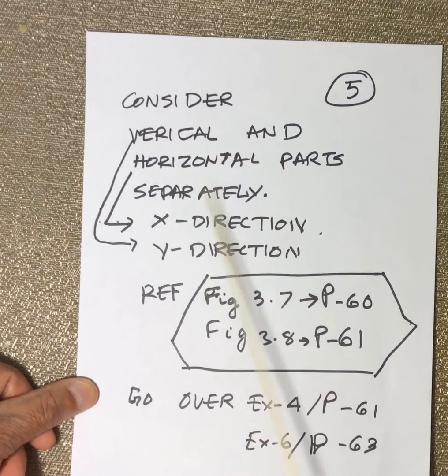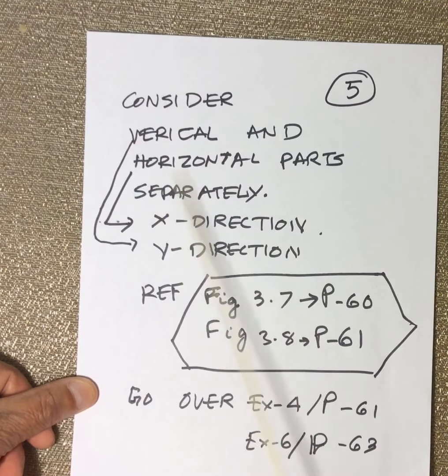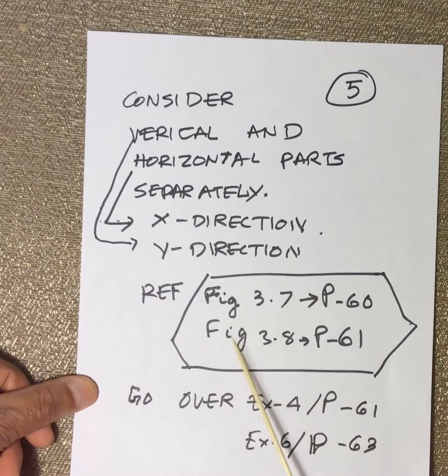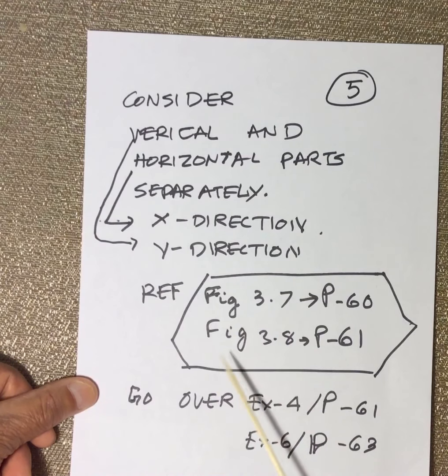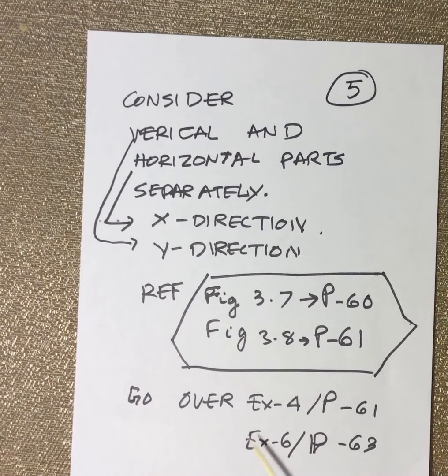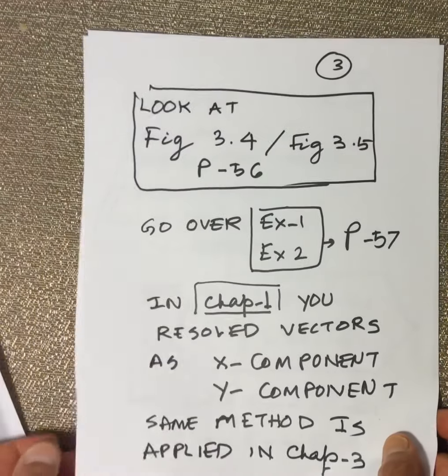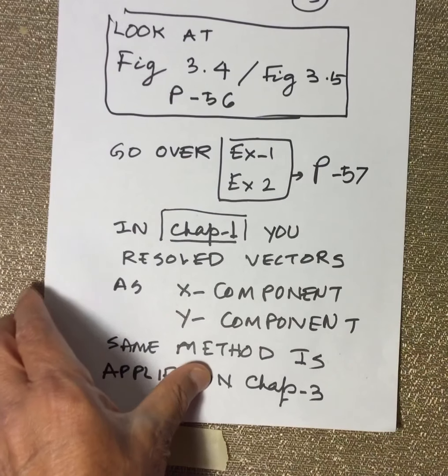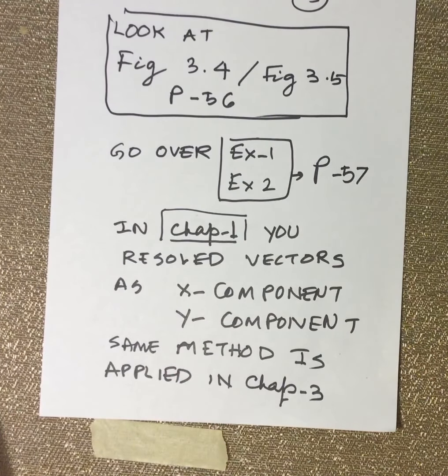Consider vertical as the y direction and horizontal as the x direction separately, and do the calculation. You should go over the examples here in the book, which are examples 4 and 6, and also the first ones, examples 1 and 2. So these are the four important examples you can go through yourself.